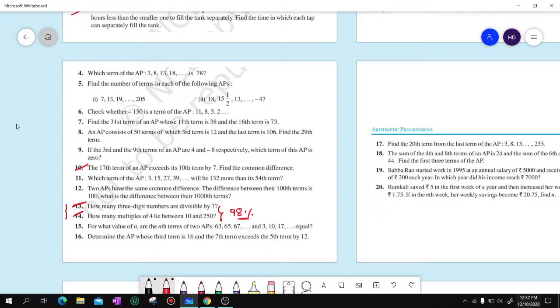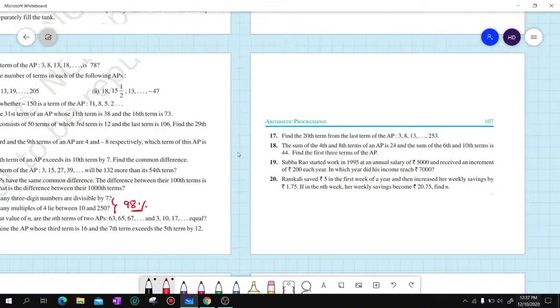How many 3-digit numbers are divisible by 7, and how many multiples of 4 lie between 10 and 250? There is a chance of 98% for being asked in the question paper. And the 10th question is also important. So in this entire exercise, I recommend particularly the 10th, 13th, and 14th to solve, practice again and again, and be thorough. And if they want something somewhat difficult, they will ask the 17th question, because they are asking the 20th term from the last term. And the 18th is also important.